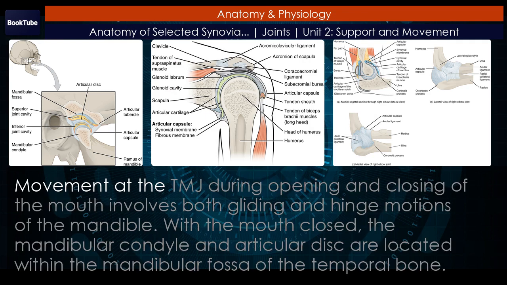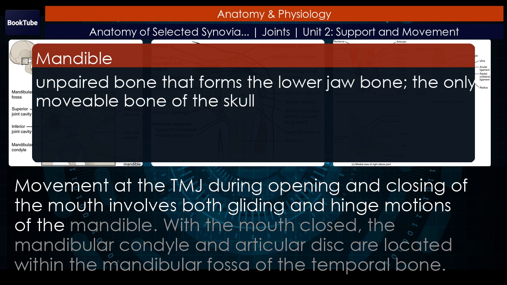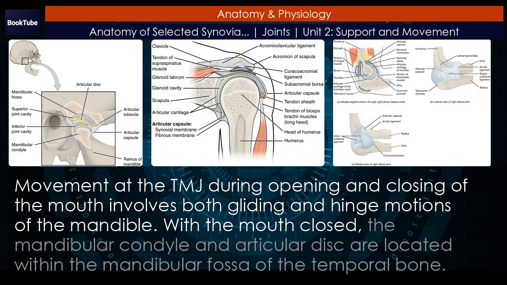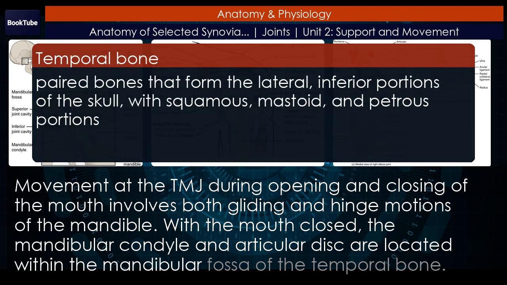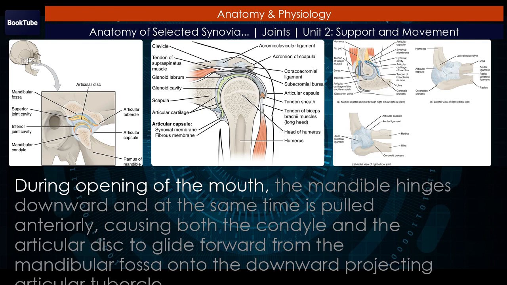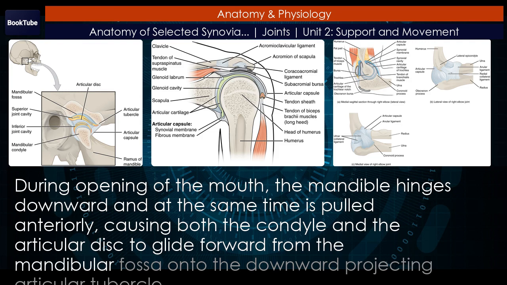Movement at the TMJ during opening and closing of the mouth involves both gliding and hinge motions of the mandible. With the mouth closed, the mandibular condyle and articular disc are located within the mandibular fossa of the temporal bone. During opening of the mouth, the mandible hinges downward and at the same time is pulled anteriorly, causing both the condyle and the articular disc to glide forward from the mandibular fossa onto the downward projecting articular tubercle.